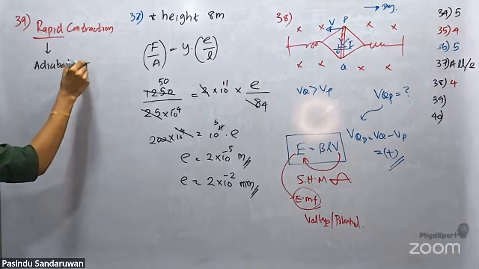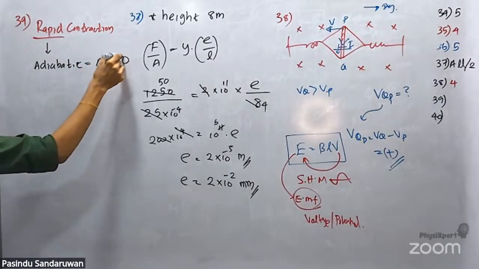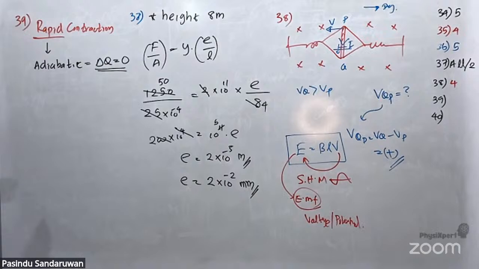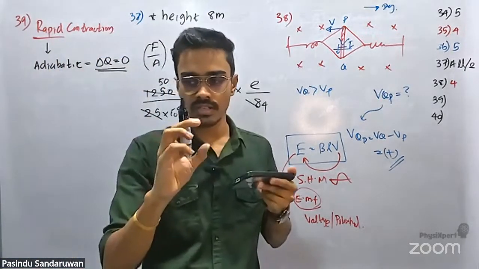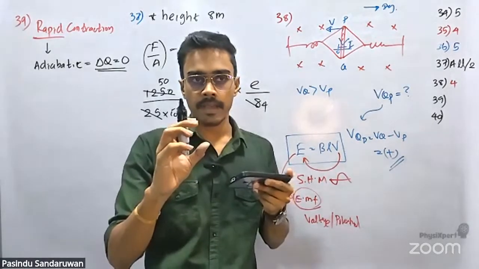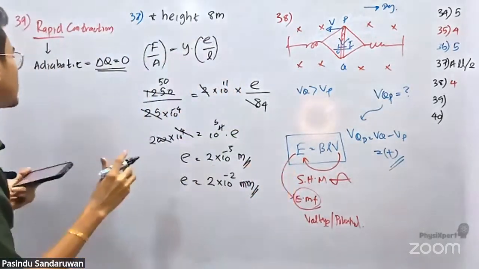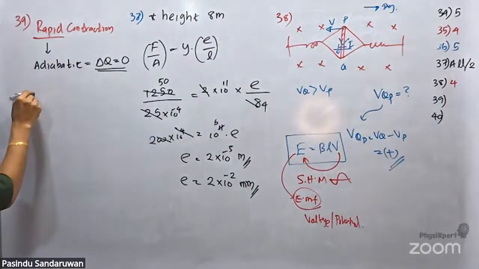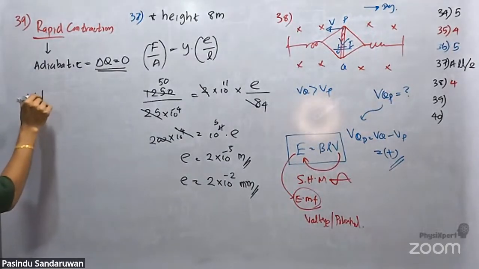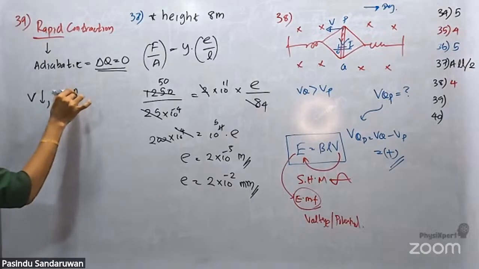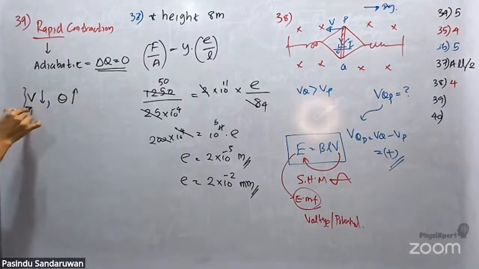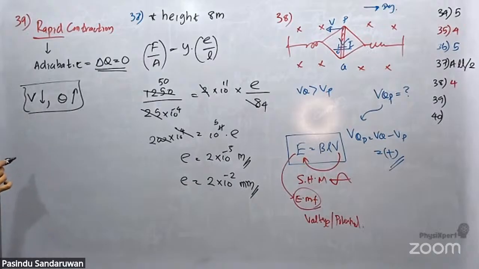Adiabatic means delta Q equals 0. This is the first hint, right? And now that is a contraction, no? In a contraction, volume decreases. When volume decreases, temperature increases. Right? So therefore, delta T is greater than 0.